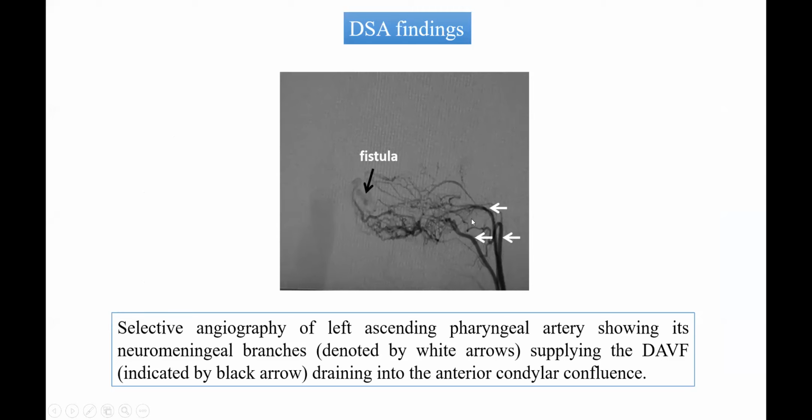But in simple terms, APA, that is the ascending pharyngeal artery, is also one of the very important feeders for dural AV fistula in this region. And we can see that even in the arterial phase, here is the fistula point and then draining into the internal jugular vein here. And this is the reason for the anterior condylar confluence, the anterior condylar vein going into the internal jugular vein.